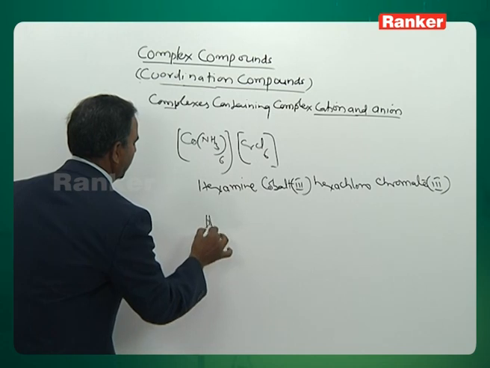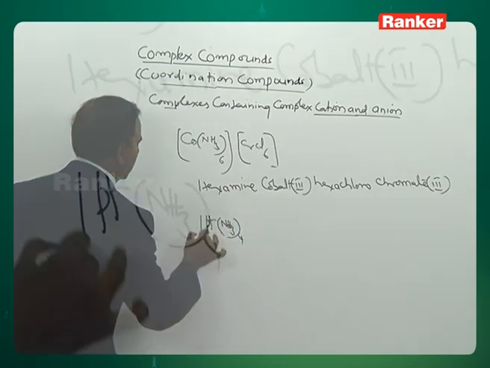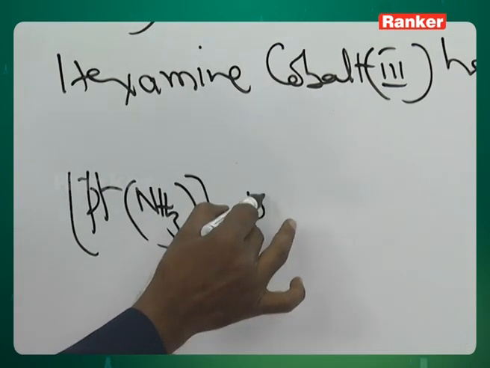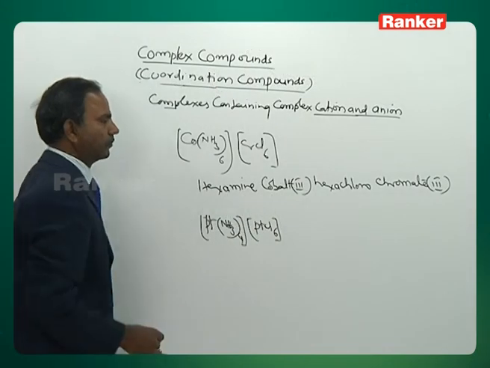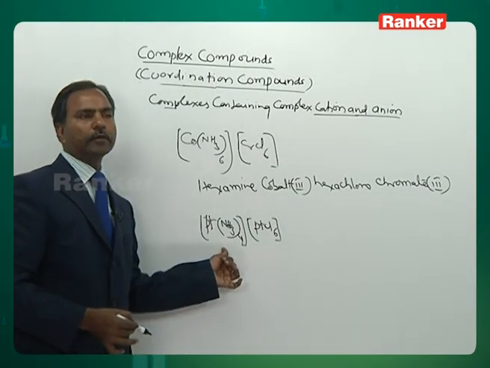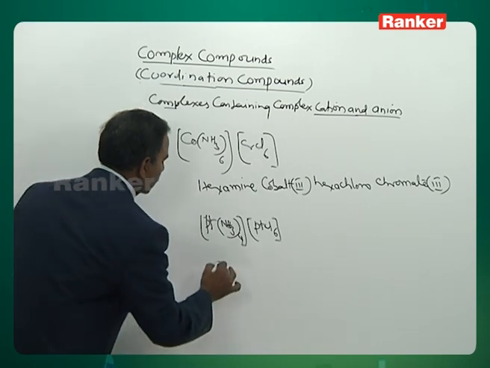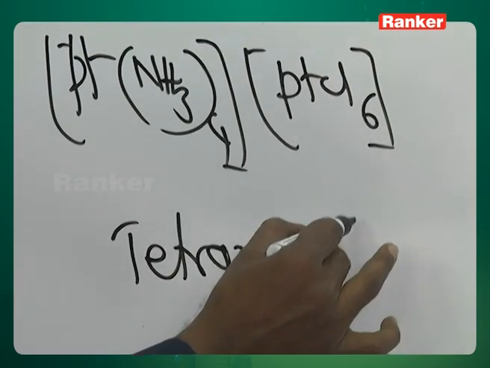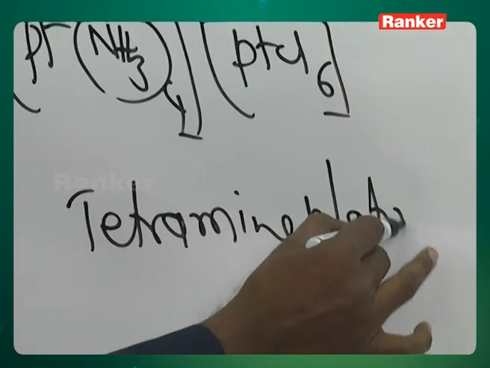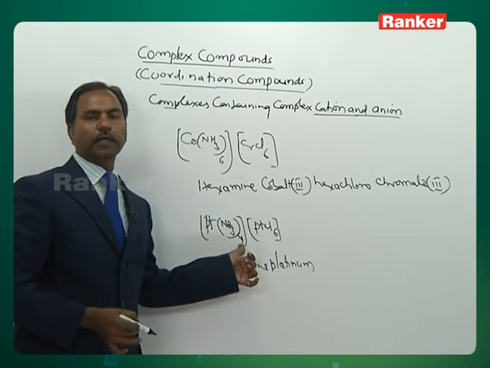Let me write one more. Now you are taking a platinum tetramine, you write NH3 taken 4, platinum tetramine. Then let me say PtCl6, you take Cl6. Now this is representing cation, this is representing what? Anion. Then name it tetramine platinum(II). Why am I taking platinum(II)? Because the coordination number is 4.